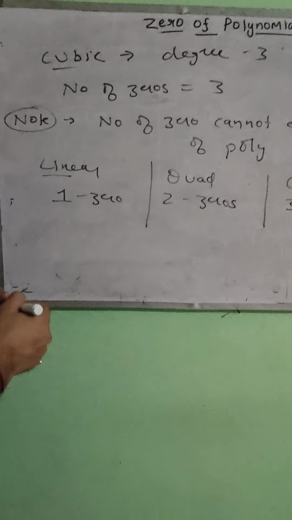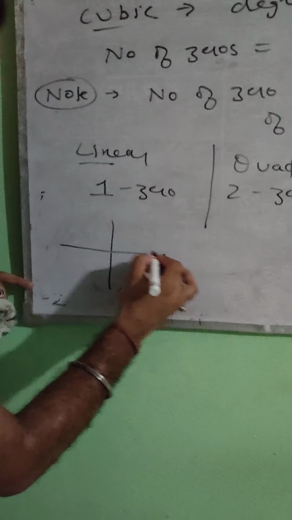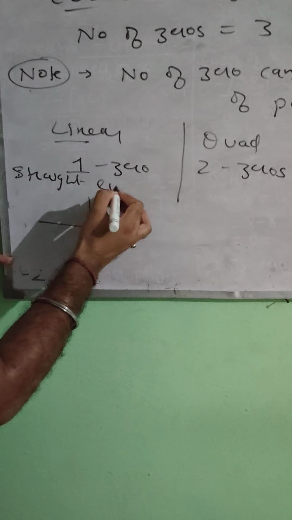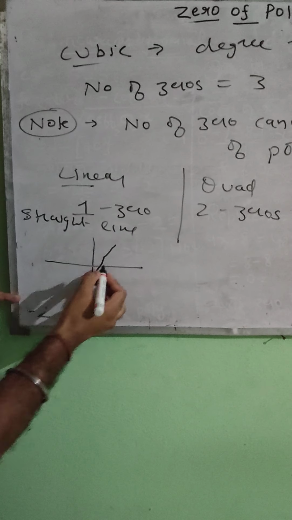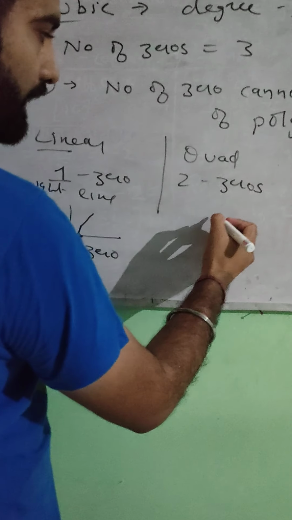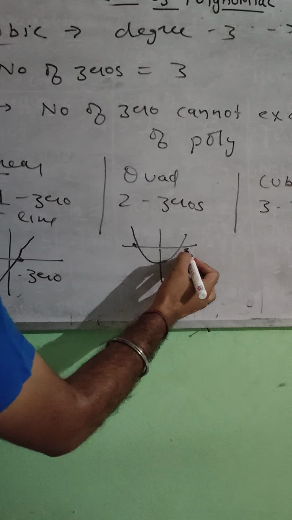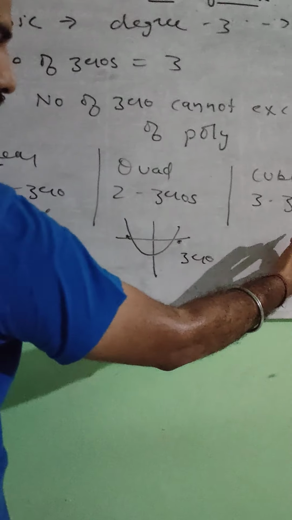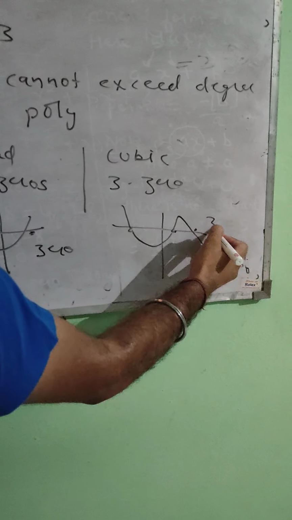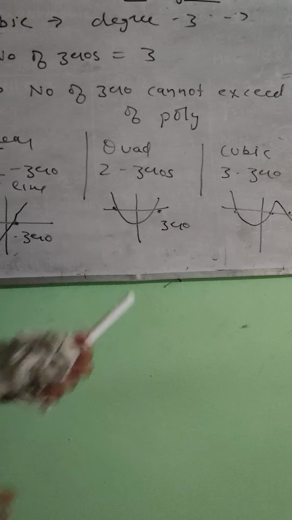And there is one more thing. If you draw the graph, you have already studied in chapter 4 and chapter 3. If you draw the graph of a linear polynomial, it will be a straight line that will pass the x-axis at one point, and wherever it touches the x-axis, that will be the 0. Similarly, a quadratic polynomial will cut the x-axis 2 times, and wherever it cuts the x-axis, that will be the 0. Similarly, a cubic polynomial will cut the x-axis at 3 points. If you want to see, you can draw and take a look at the graphs.